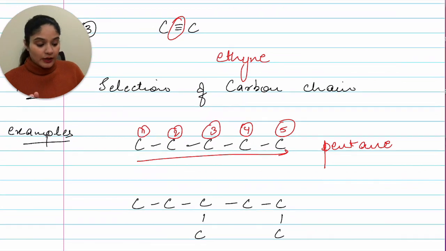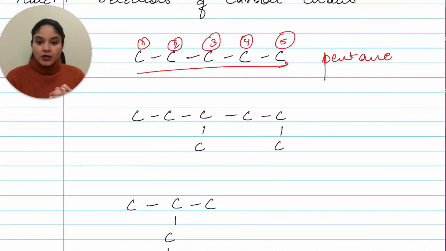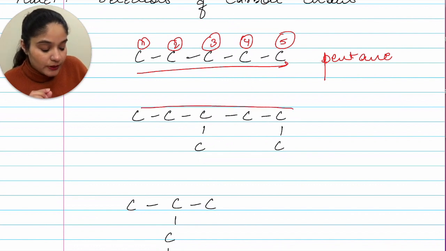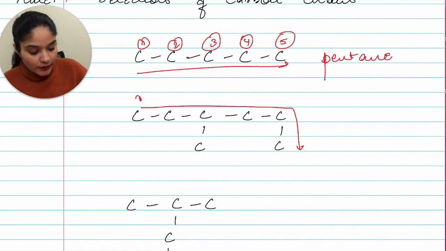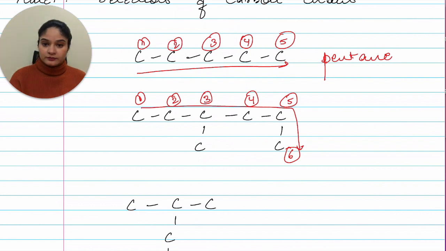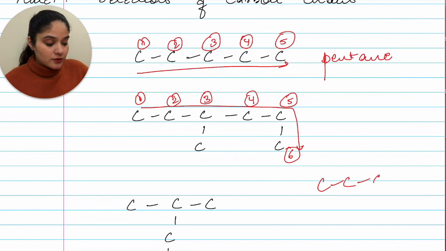Now let's move on to this example. First thing you are supposed to do is identify the longest chain. So now let's look at all the carbon atoms. The longest chain can be this, starting from there and coming down. So this would be 1, 2, 3, 4, 5 and 6. Now a lot of students may think that, ma'am, we can do it like this, like these are 5 and 2 carbons are here.